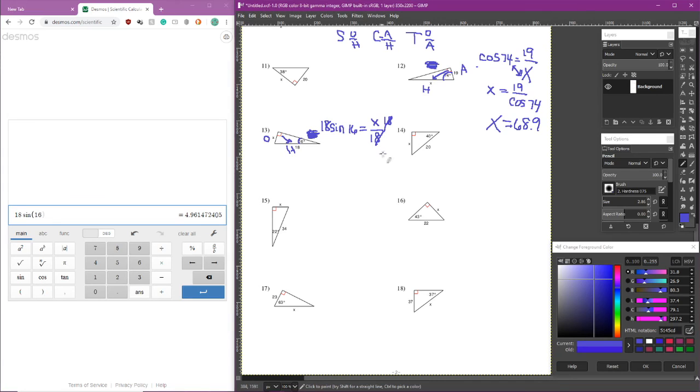Now, the way I like to show that we've actually rounded is I won't just write a 5. I'll write 5.0, and that kind of cues me in that I've rounded.